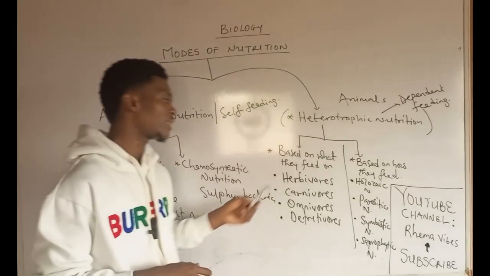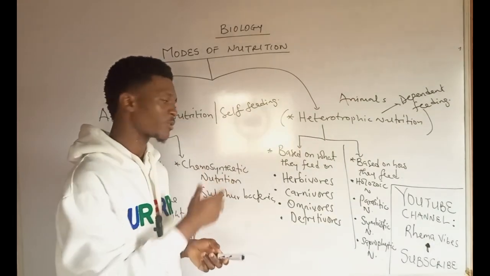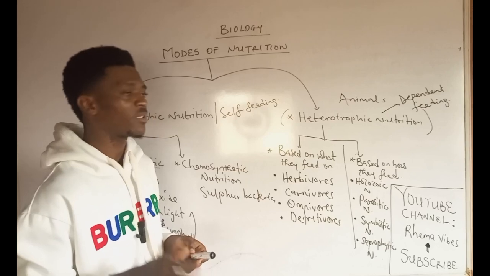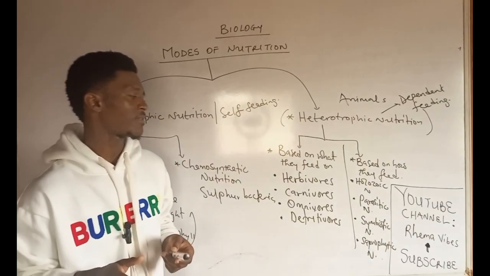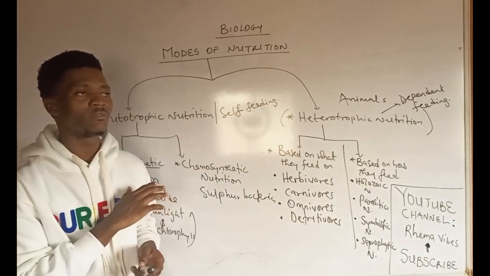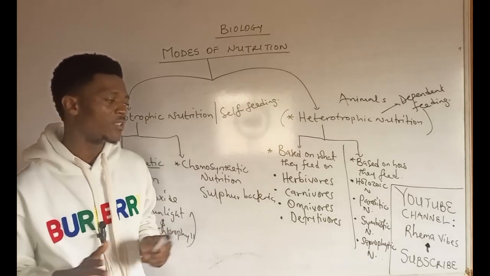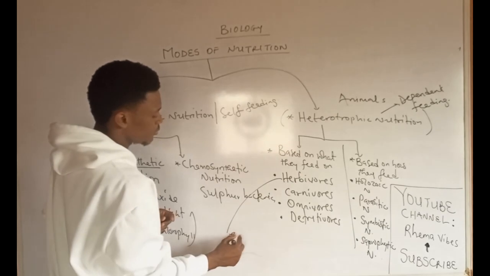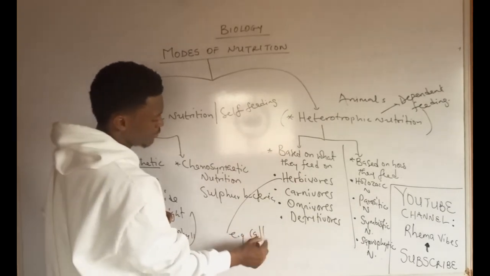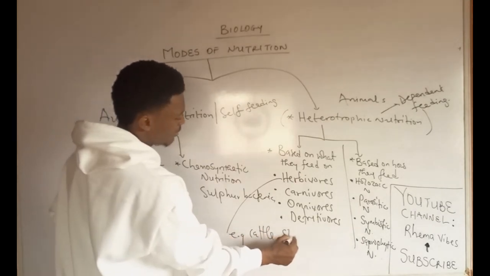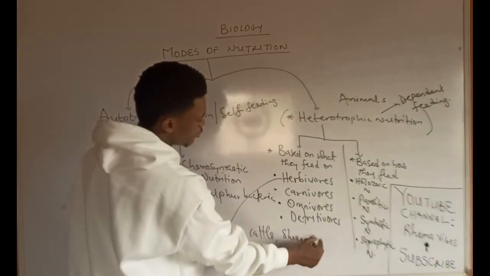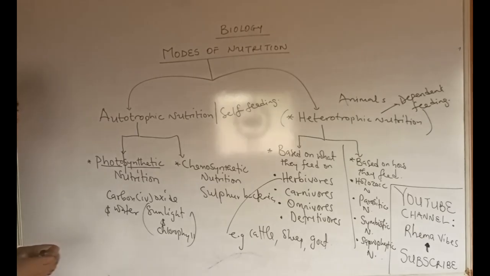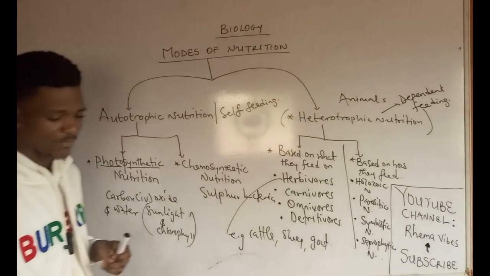Now looking at based on what they feed on, let's start with the first part. We have the herbivores. Herbivores are simply considered to be plant eaters, so they basically feed on plant materials exclusively. Classical examples of herbivores are cattle, sheep, and goats. These are organisms that basically feed exclusively on plant materials.